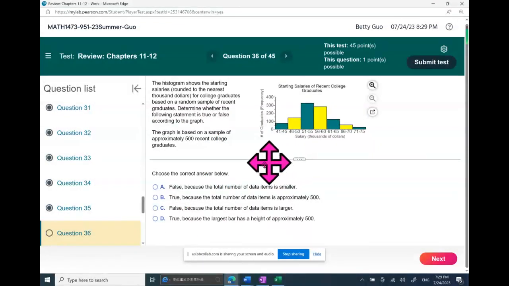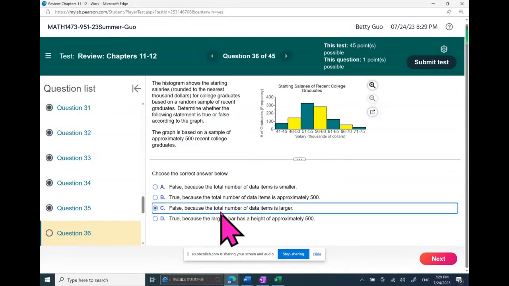With all the other bars, this goes far beyond 500. So false. The total number of data items is larger. How do we find the total number of data items? We add up those frequencies: 75 plus 150 plus 350 plus 300, and add up all those frequencies. As you can see, it's far more than just 500.